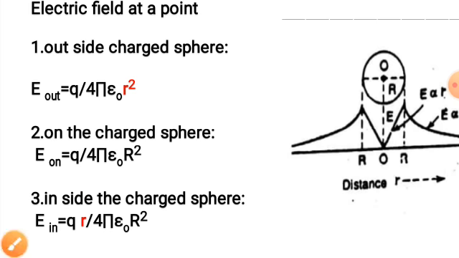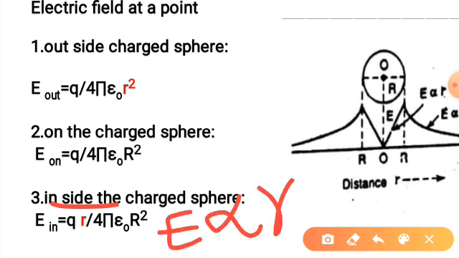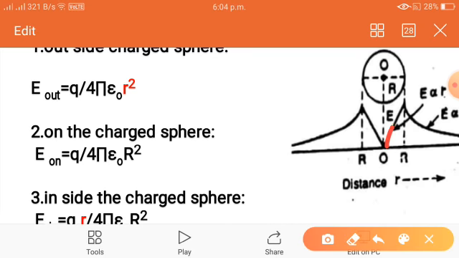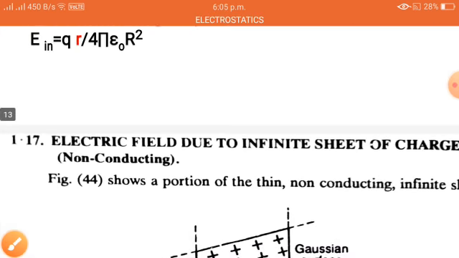And the third case is inside the charged sphere. In this case, E is directly proportional to r prime. So as r increases, E also increases. In this case, E is directly proportional to r, so as r increases, E increases. This is all about the applications of Gauss law.